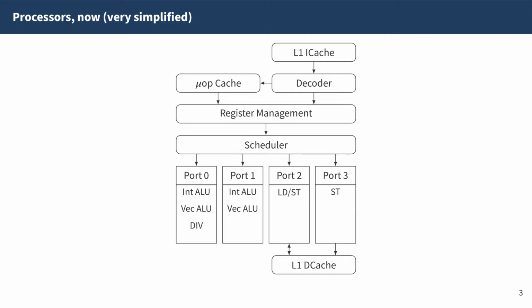A key difference to the earlier design is that instructions are no longer executed strictly in program order. Instead, they are decoded into so-called micro-ops that are then handed to a scheduler inside the processor. This scheduler distributes the micro-ops among execution units that are grouped behind so-called ports. Each port can execute one operation at a time, but not all ports can execute all kinds of micro-ops.